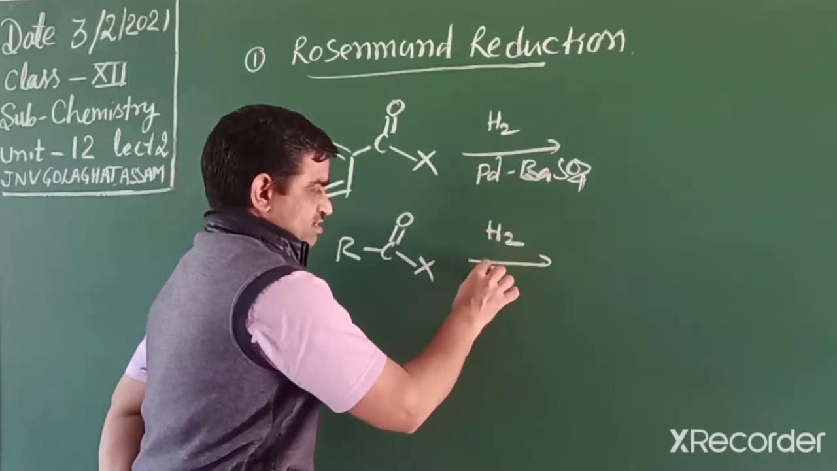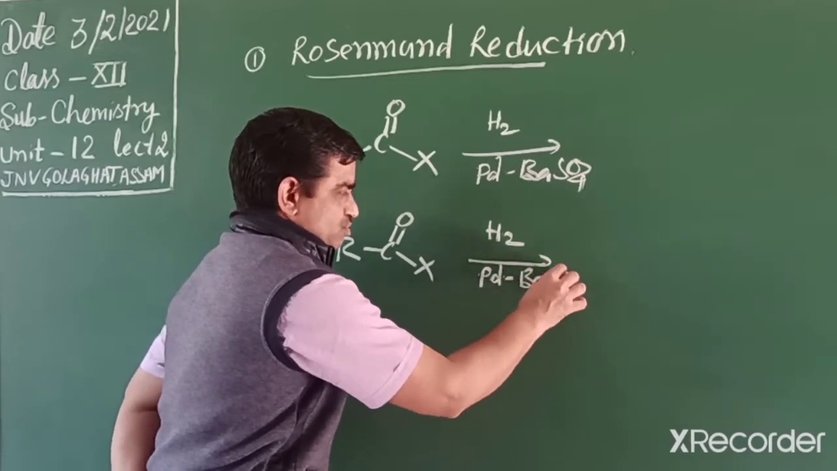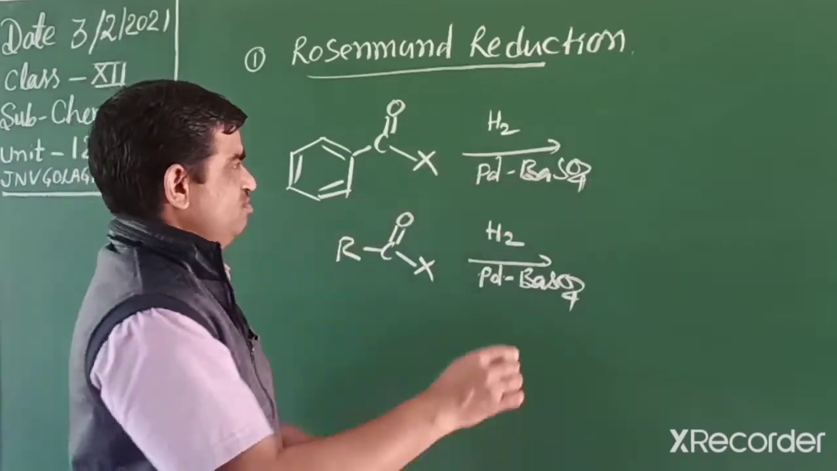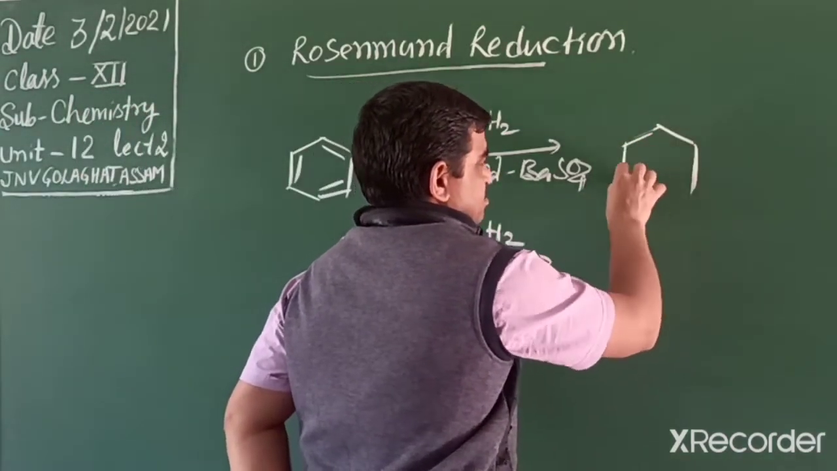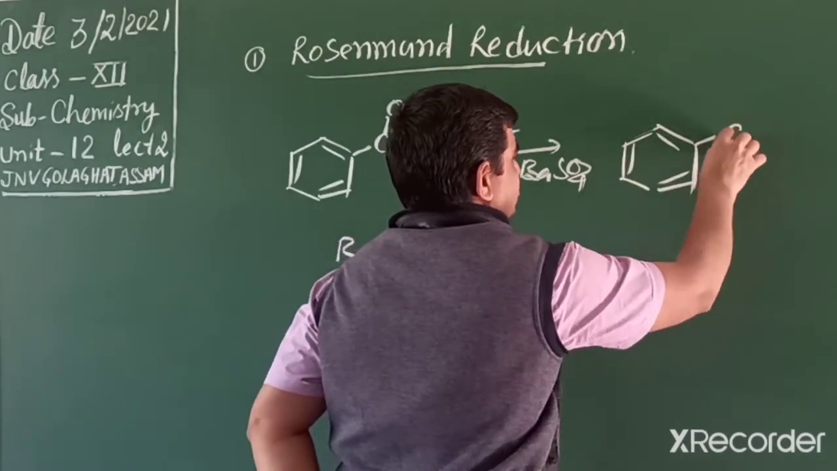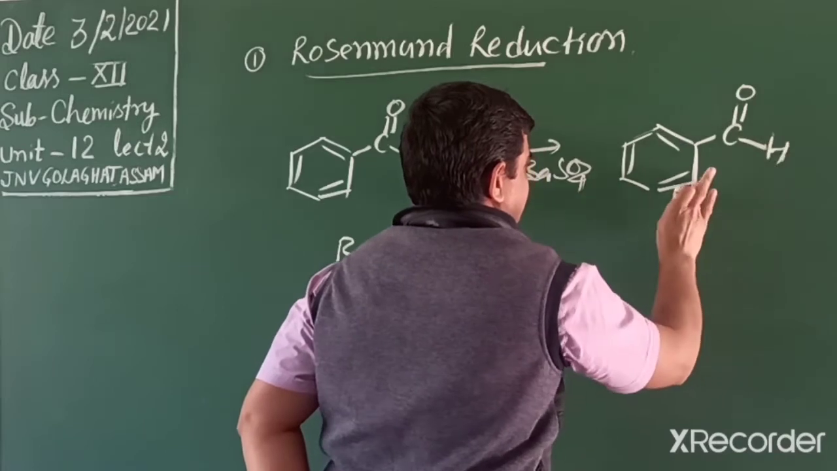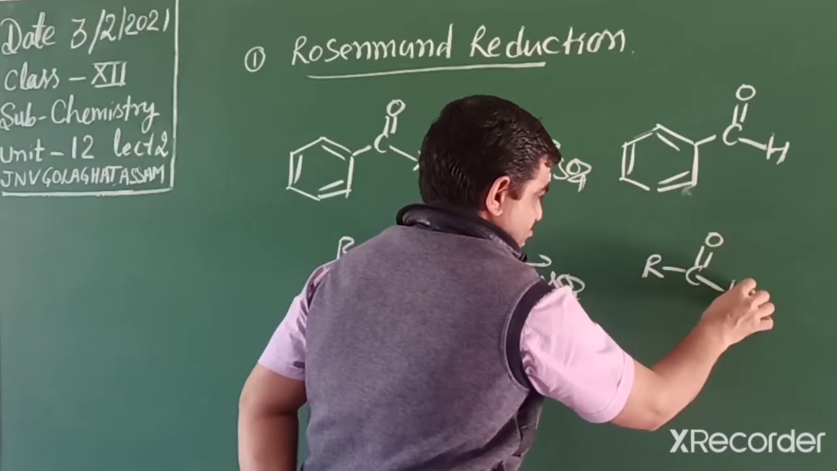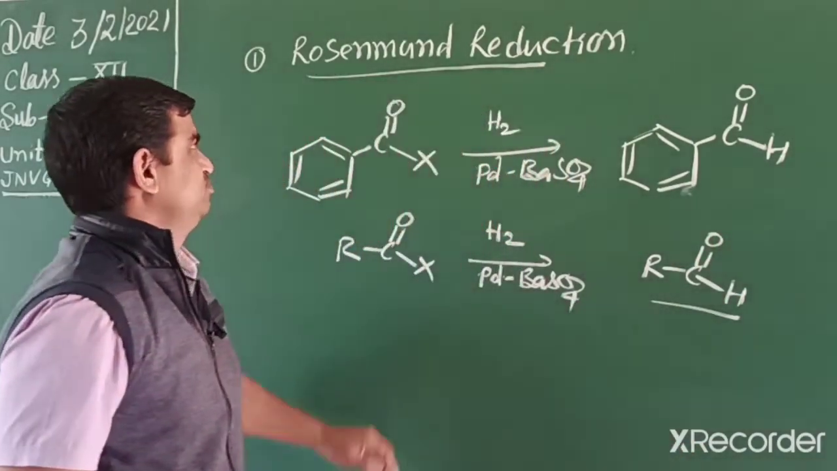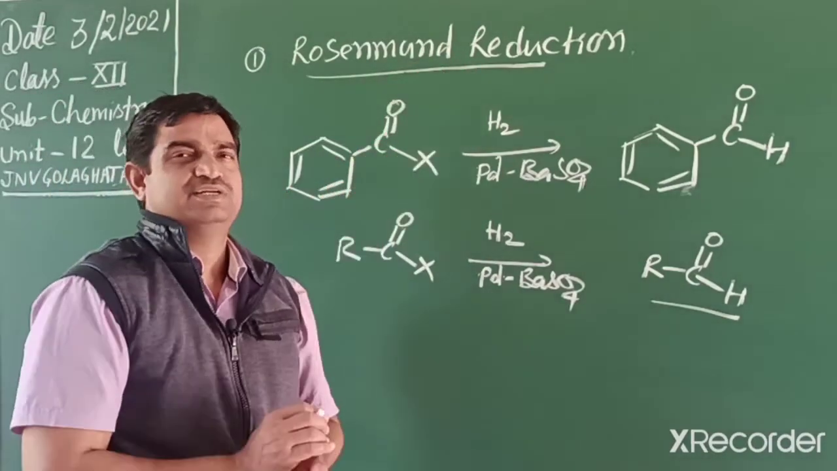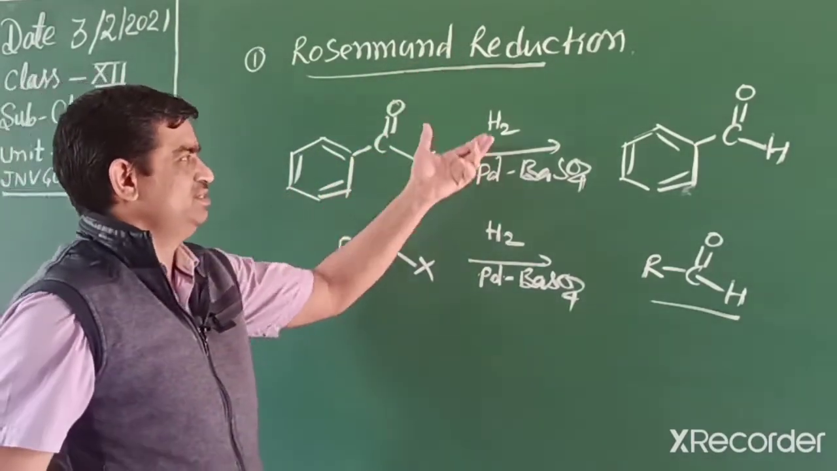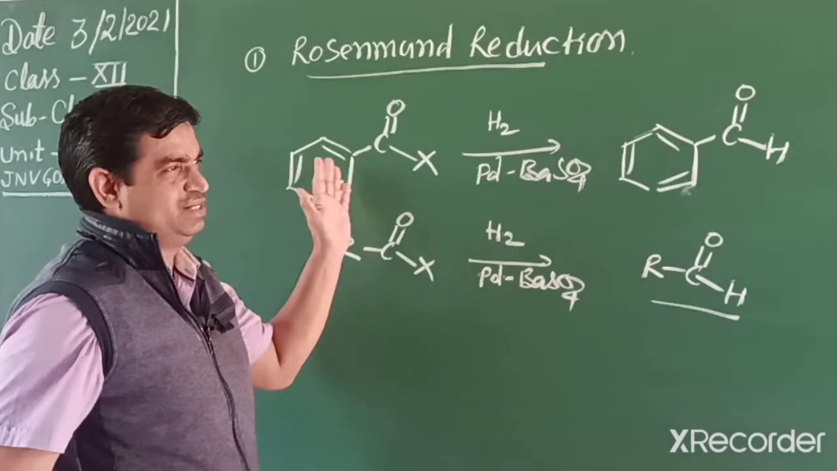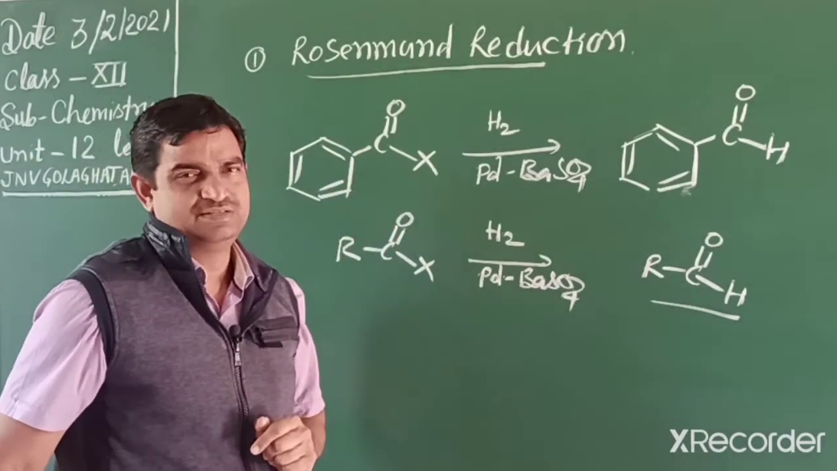So this reaction acts as a controlled reduction, meaning the halogen is removed and hydrogen is added, and the product is converted into aldehyde. By this reaction we can prepare both aliphatic as well as aromatic aldehydes. So this is Rosenmund reduction as a name reaction, and you can use these reagents in any conversion when we need to convert any acyl halide into aldehyde.